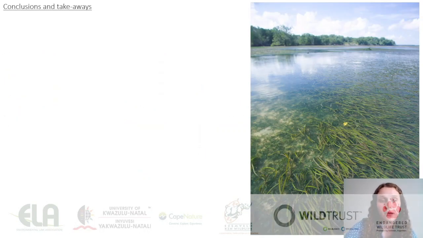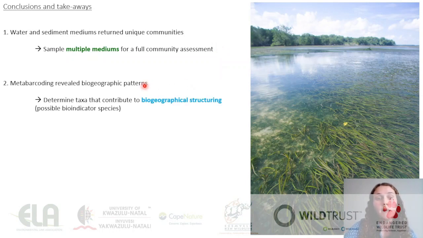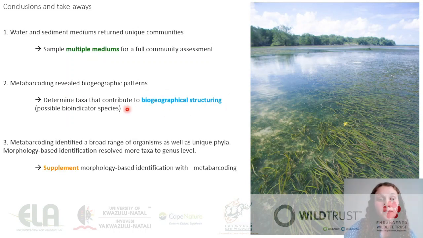So the conclusions and takeaways. Firstly, water and sediment mediums returned unique communities, so sample multiple mediums for a full community assessment. Secondly, metabarcoding revealed biogeographic patterns, and from this we can determine taxa that contribute to biogeographical structuring, and these could be possible bioindicator species. Third, metabarcoding identified a broad range of organisms as well as unique phyla, while morphology-based identification resolved more taxa to genus level. As such, supplement morphology-based identification with metabarcoding.